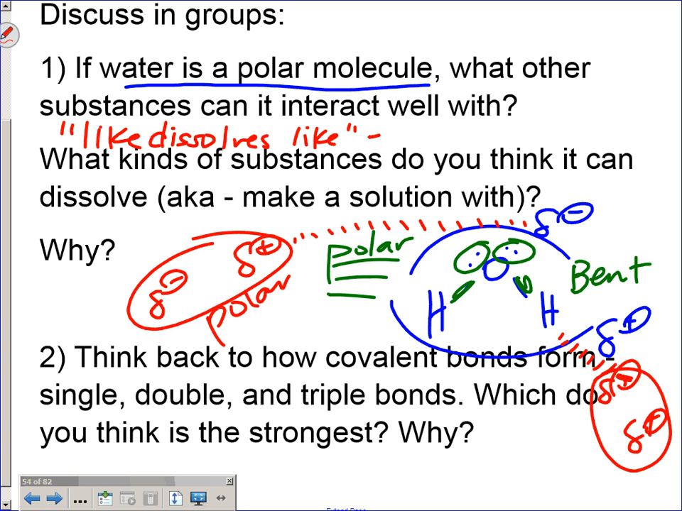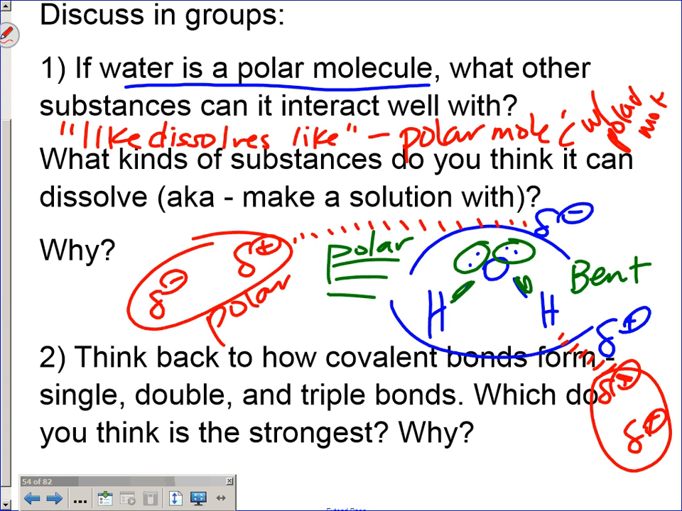Okay, so polar, I'll say molecules. If you were trying to blend those, molecules of the same type can interact really well with other molecules of the same type, hence polar dissolves polar. And those are polar molecules in that sense. So polar molecules interact well with other polar molecules.